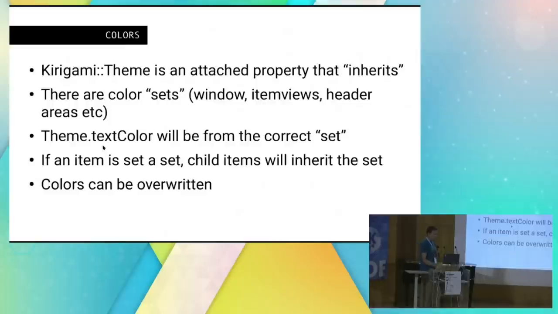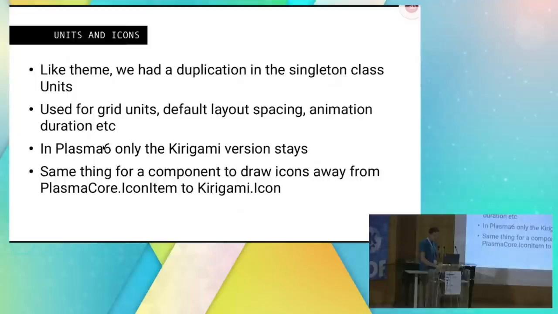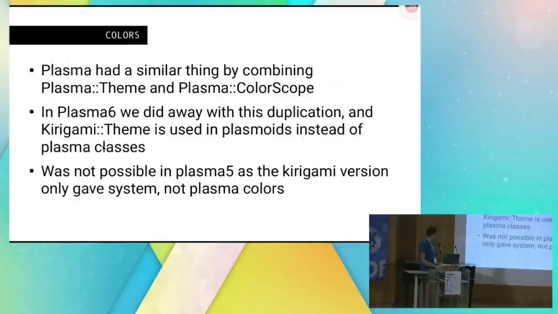Also in Kirigami, for some reason, the application wants that in that particular part and all its children, the background color is not normal, but it's a particular shade of purple for reasons. It works. So in Plasma 6, Theme will go away. Just use the Kirigami version. Units, that is for duration, animation duration, layout spacing, and whatnot. Also that, use the Kirigami version.